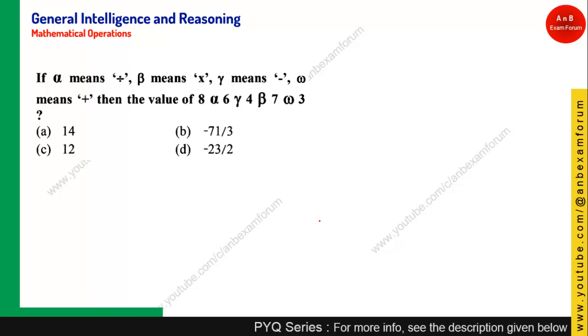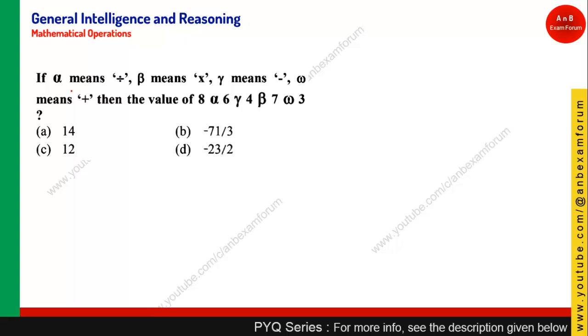Let's see the next question. It is again the substitution based, but instead of the alphabet we have the symbols now. Okay, so you need to replace the symbols with the numbers. Okay, so let's solve it. So first is 8 alpha 6. What is alpha? Alpha means divide. 8 divided by 6. Then gamma 4. Gamma means minus 4.